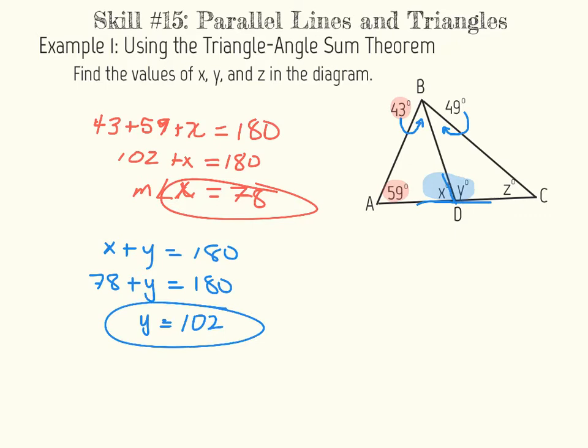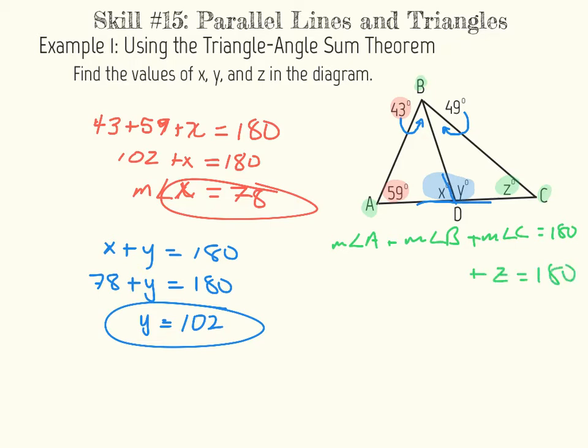And for the last angle measure, we can do it one of two ways. But since we're looking for z, if we look at the big triangle ABC and add up all of those angles together, then that should equal 180 degrees. So we have the measure of angle A plus the measure of angle B plus the measure of angle C equals 180, with the measure of angle C being z.